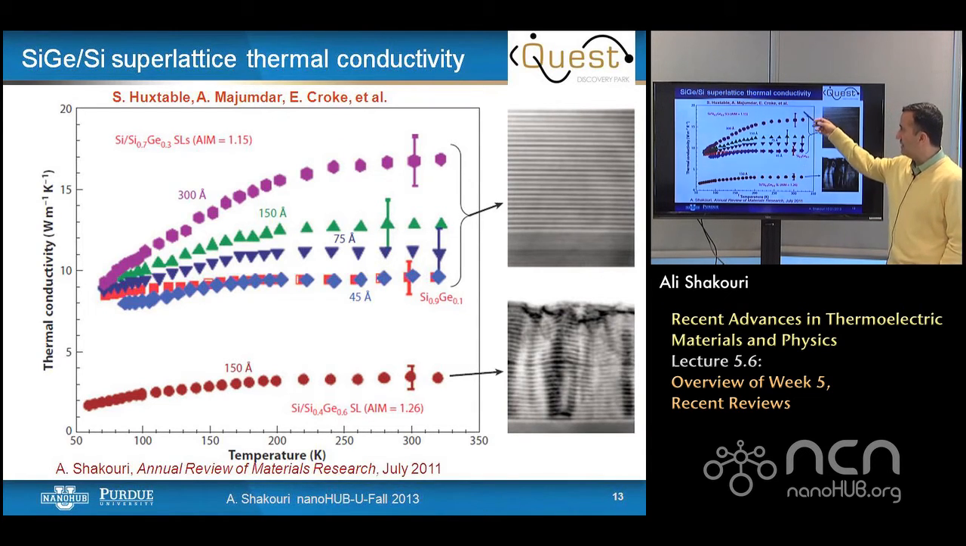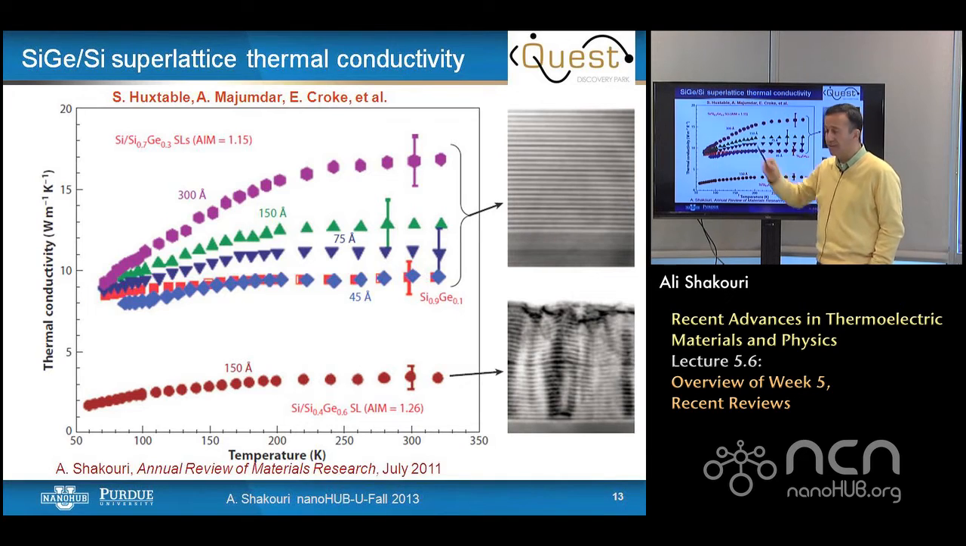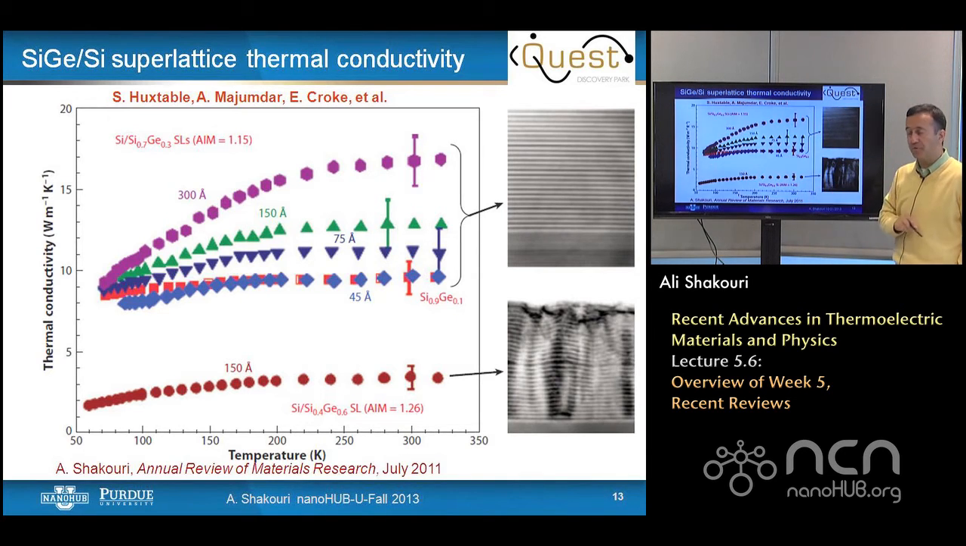And here was an example of our trials with silicon and silicon germanium, where we were not able to beat the alloy limit when we changed the superlattice periods or many other parameters. And when we were able to get very low thermal conductivity, then we didn't have a good superlattice. So really, keeping good quality superlattice while reducing thermal conductivity is an open question.